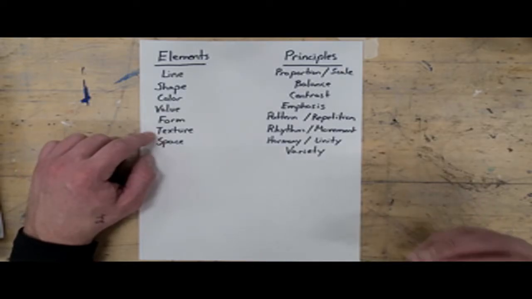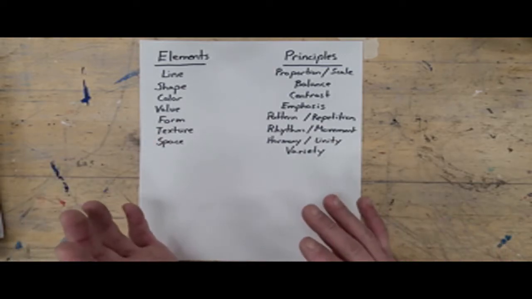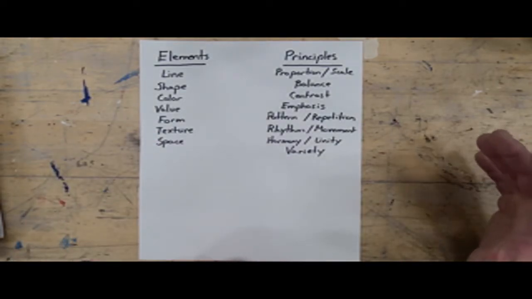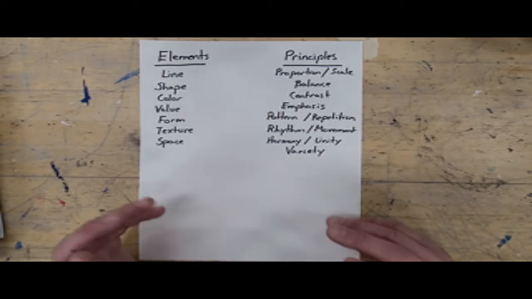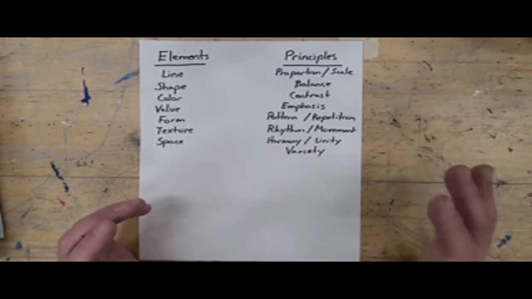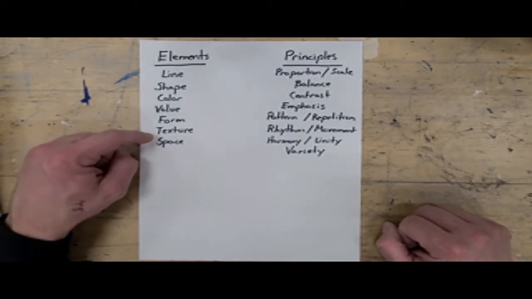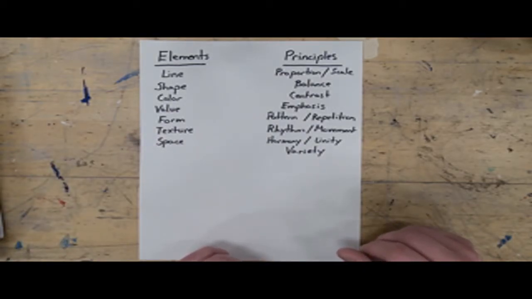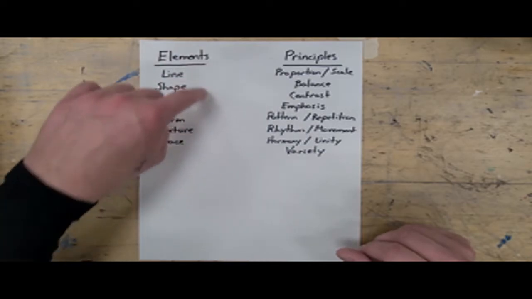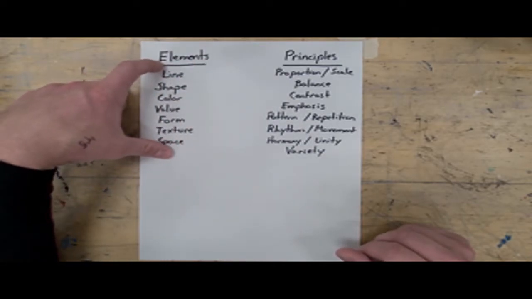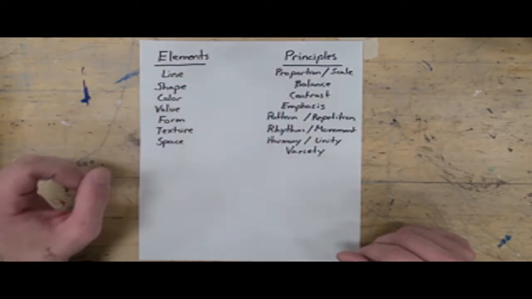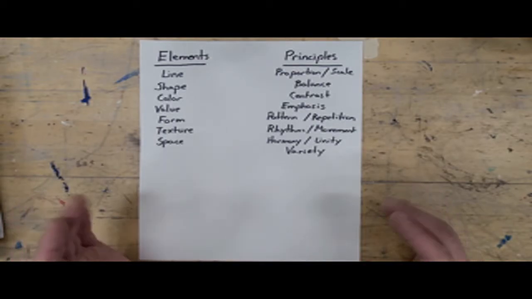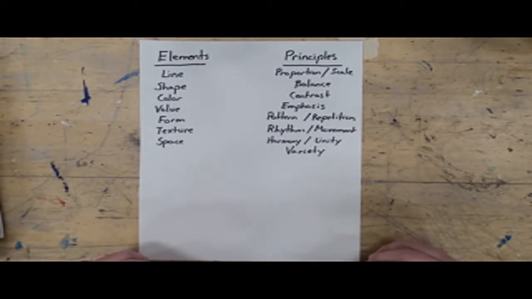Texture is how the surface of the subject matter looks. Does it look fuzzy? Does it look rough? Does it look smooth? Texture is how the surface of objects look. And then space is the distance between any subject matter. So there is space in between these words and these words. So it's the separation of subject matter or objects.